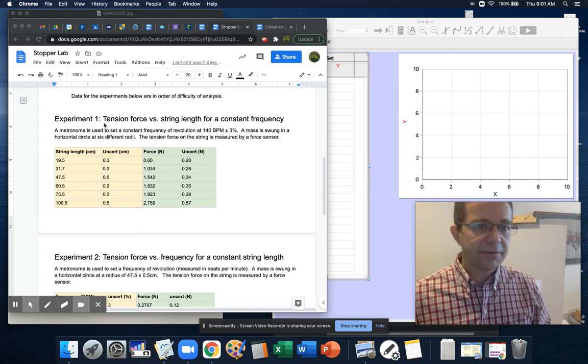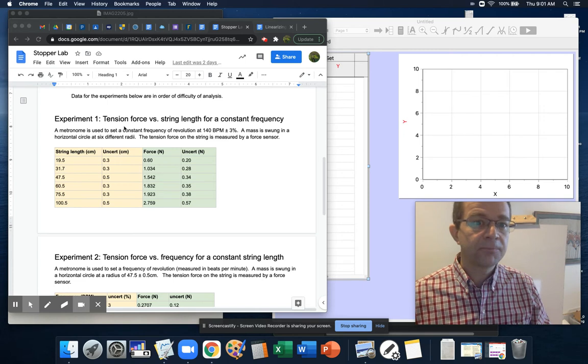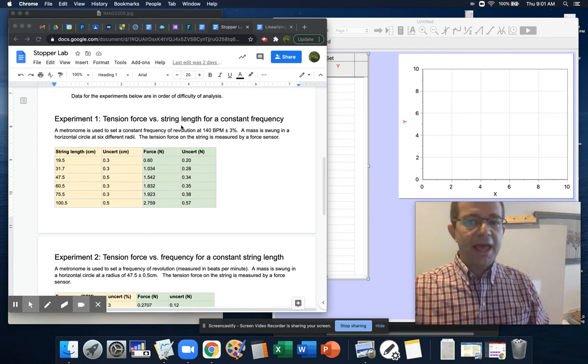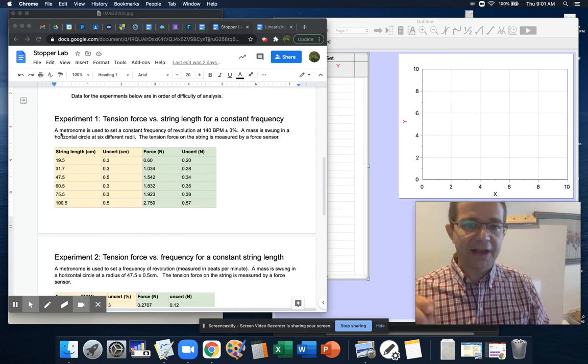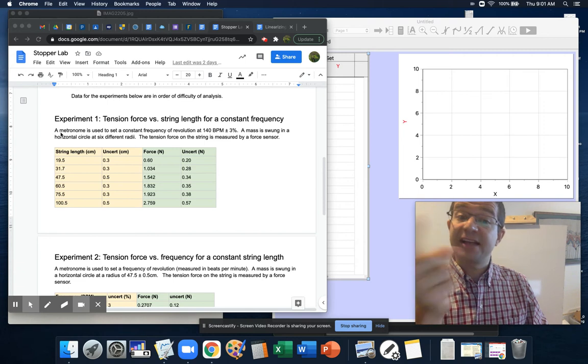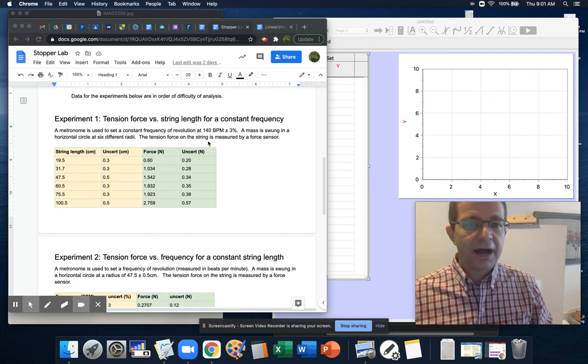So in this experiment, we're looking at the tension force that's being applied to the string. And we're looking at the string length as being the independent variable that we change. And the stopper is moving at a constant frequency based on the running of a metronome in the background to set how long it takes for each cycle. That's set at 140 beats per minute.